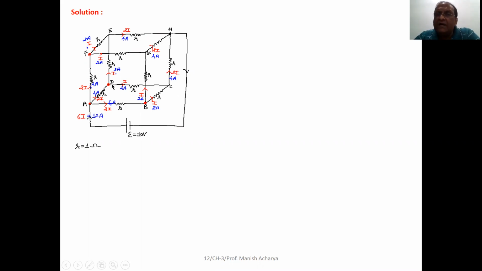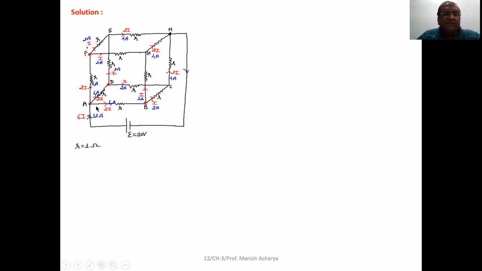So now you can say logically, this 6I current when it enters junction A and then is divided into 3 parts when it leaves junction A, at that time it will be equally distributed in all the 3 branches as current 2I, current 2I, current 2I in the branches A to B, A to D and A to F. Clear to all of you?